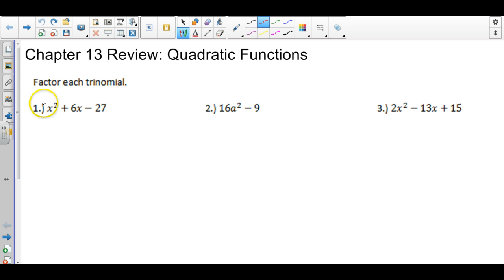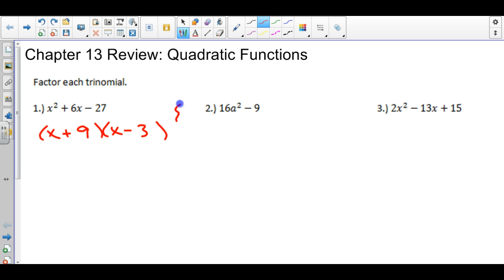So first one, notice that your lead coefficient is 1. So this is the type of problem where you're just going to break apart the two parentheses right away, and you'll put the x's in each of them. Now I'm looking at my factors of negative 27 that add up to negative 6. So this tells you that one of them has to be positive and one of them has to be negative. This sign tells you that the greater of your two factors is positive. So your factors of 27, the ones that I'm thinking of, are 9 and 3. And if I use 9 and 3, positive 9 times negative 3 is negative 27, and positive 9 plus negative 3 is where the positive 6 is coming from.